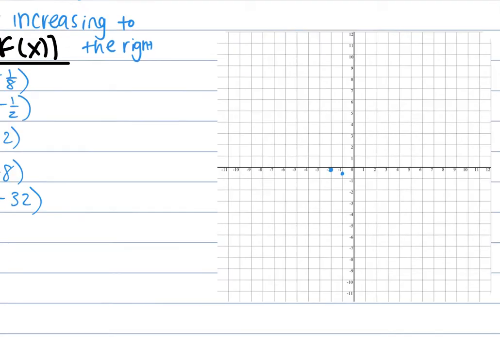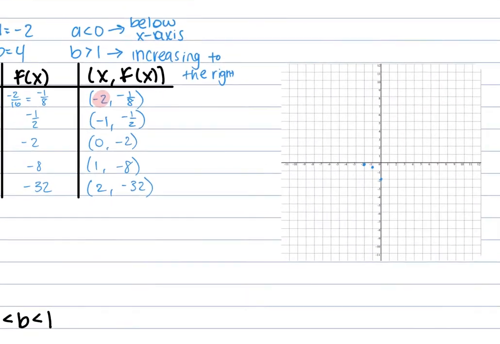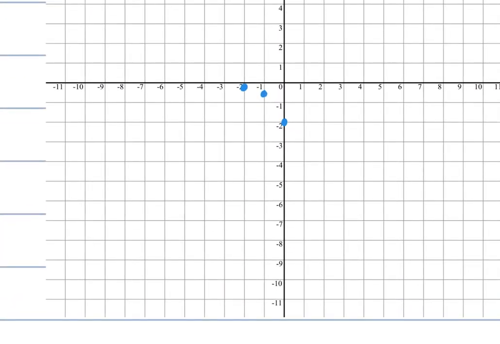The next one is at 0 comma negative 2. So 0 comma negative 2. The next one is at 1 comma negative 8. And the last one is 2 comma negative 32. Now, we can't plot that because ours only goes to negative 12. But this is enough to create a curve, okay? So your curve is going to look like this. It's going to keep getting really, really close to 0 and then explode up. Or down, excuse me. In that direction.